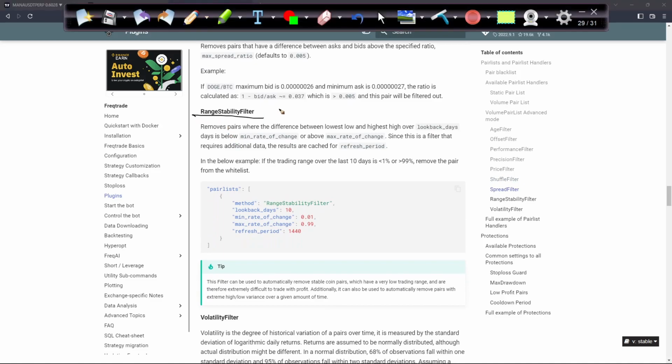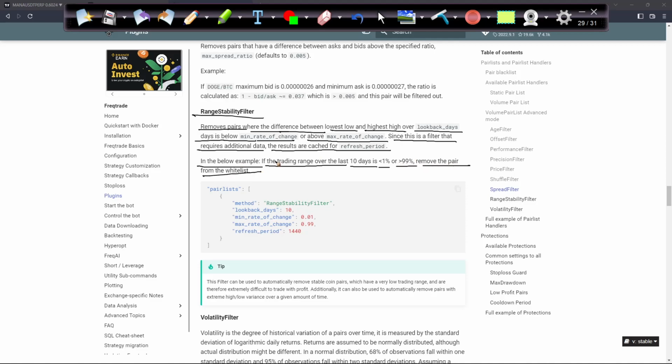Now we have the range stability filter, which removes pairs where the difference between the lowest low and highest high over the lookback days is below the minimum rate of change or above the maximum rate of change. Since this is a filter that requires additional data, the results are cached for the refresh period. Now, in the below example, if the trading range over the last 10 days is less than 1% or greater than 99%, remove the pair from the whitelist. So this is basically an overbought or oversold condition, and non-trading as well.